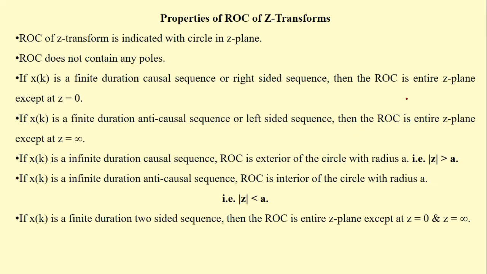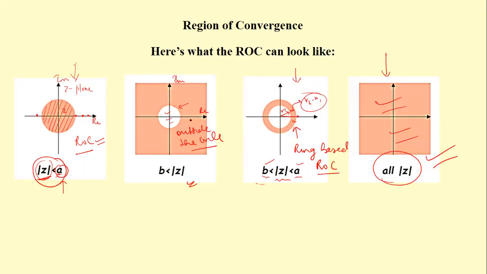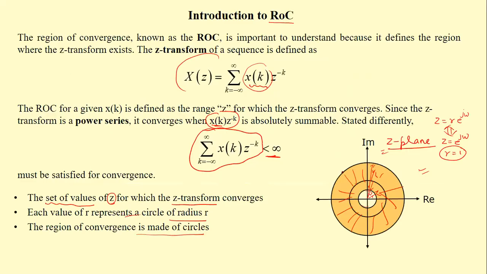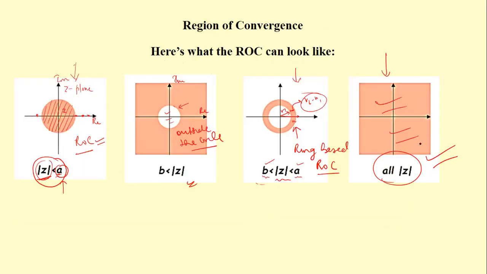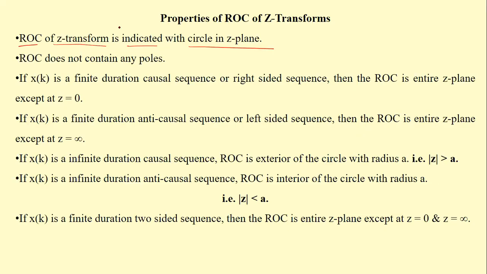Now this region of convergence has certain properties. First, the region of convergence of z transform is indicated with a circle in the z plane. So you can see here, we will have some circles. Here also in this particular diagram, it has infinite circles. What we actually mean to say is that for all the values of z which are available on the z plane, this particular sequence will converge. So the first property is that we indicate the region of convergence in a circular form. Every circle will have a radius, and we obtain this with the help of the expression z is equal to r e raised to the power j omega.